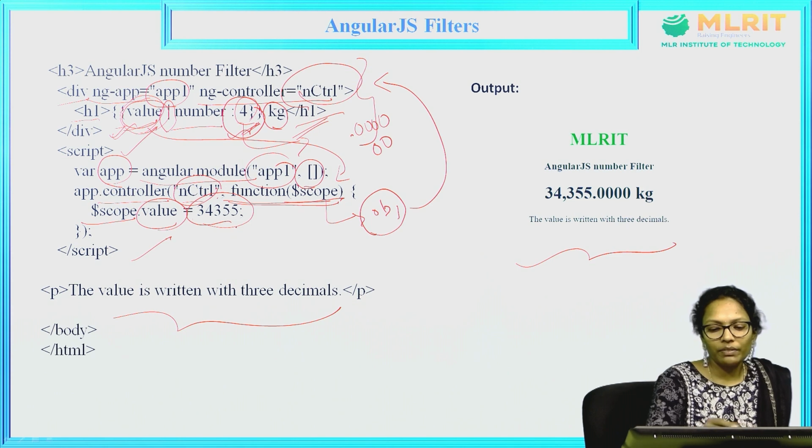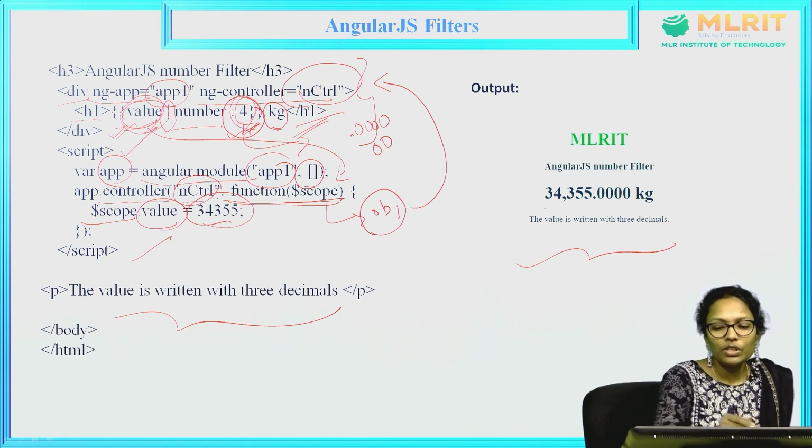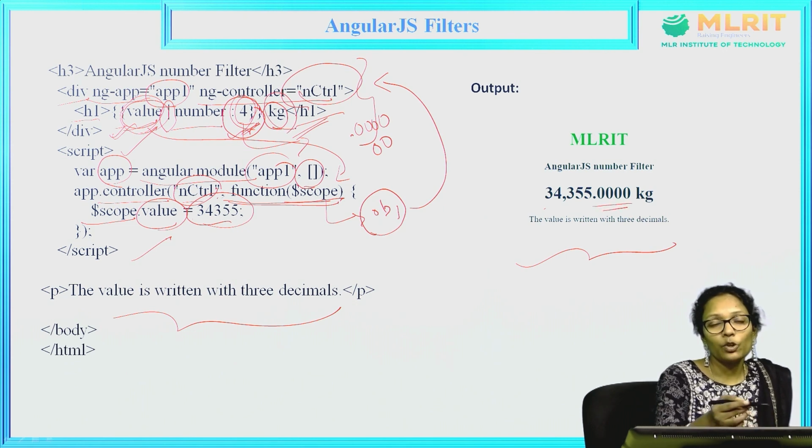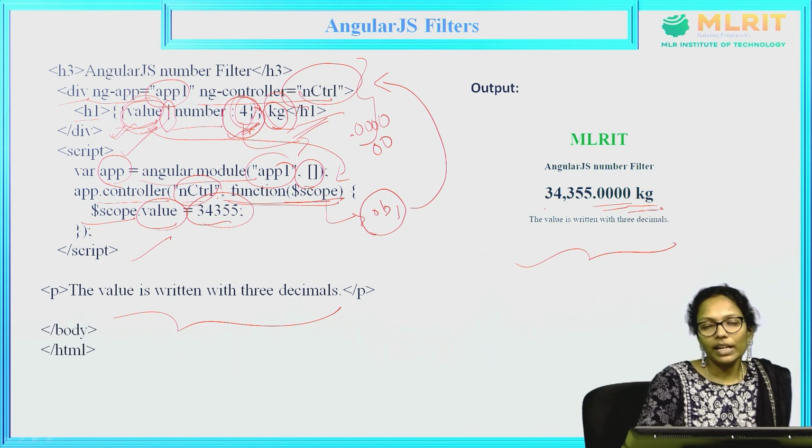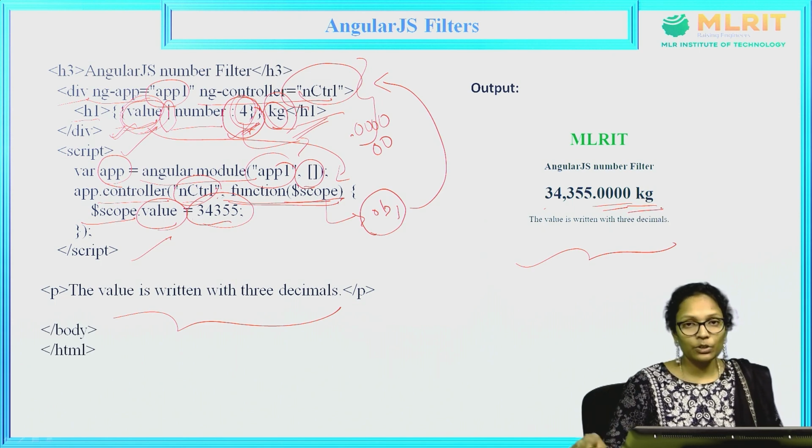So what is the value I have given? 34355, and after the fraction you have given 4, so that's why you're getting 4 zeros, and after closing that statement you're writing some kg, the same thing I am getting here. So we'll try to execute this.